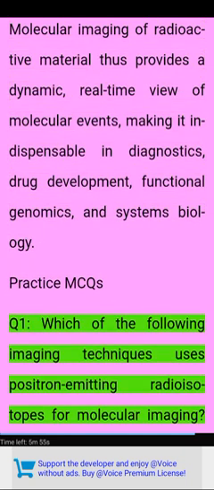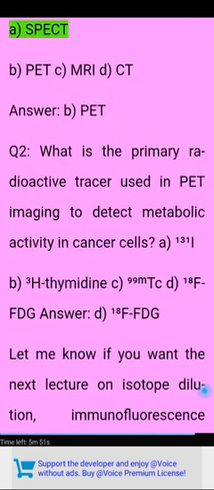Practice MCQs. Q1. Which of the following imaging techniques uses positron-emitting radioisotopes for molecular imaging? A. SPECT. B. PET. C. MRI. D. CT. Answer. B. PET.